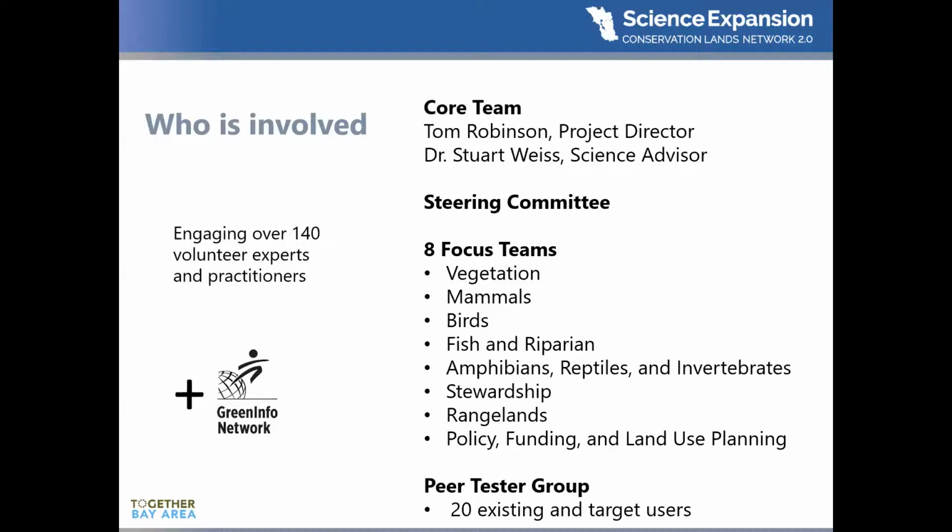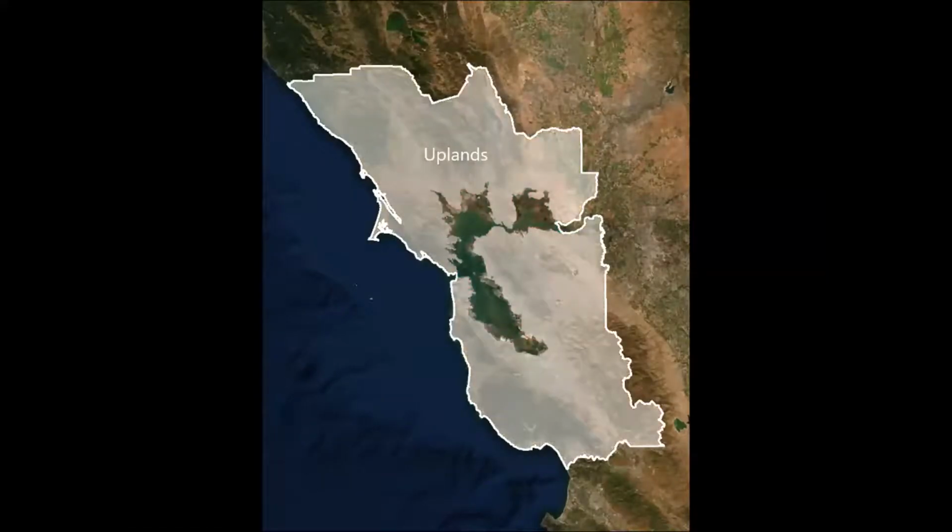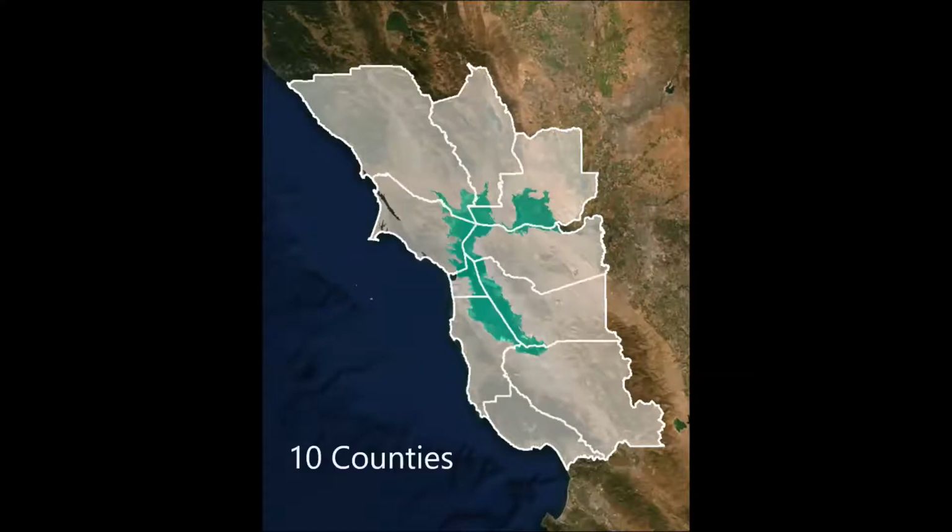amazing partners, Green Info Network, on the technology side. And in total, we've engaged over 140 volunteer experts and practitioners. So this is very much a community-based framework. And our geography is focused on the uplands of the Bay Area and the 10-county Bay Area at that.